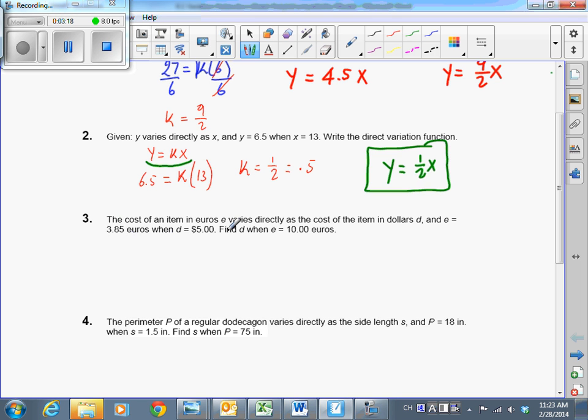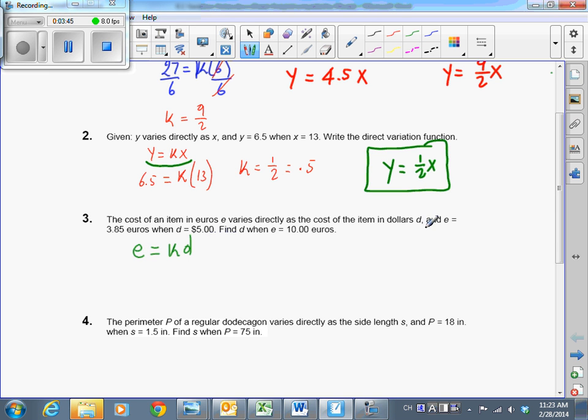The first thing that came in the sentence is which letter? E. So I would say E. The verb is always the equal sign. So when they say the cost of an item in euro E, I write E. Varies directly means k times the item in dollars, D. You get that equation? Yes.